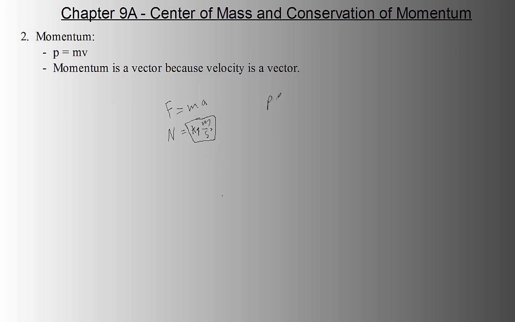But momentum does not have its own unit. It's just a kilogram for mass and meter per second for velocity. So there is no special unit. I guess you can make your own up if you want, but no one's going to know what you're talking about. So just call it a kilogram meter per second. And that's it for the second concept.